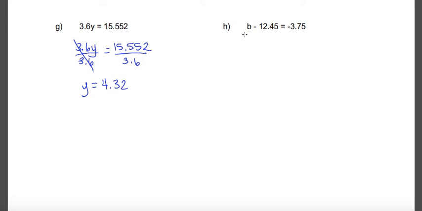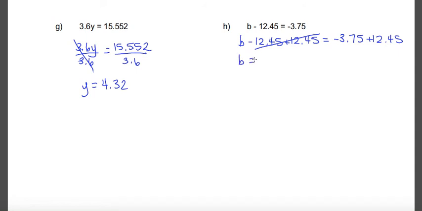So the last example we're going to do is H. So right now we are subtracting 12.45 from b. So the opposite of subtracting is addition. So we're going to add 12.45 to both sides of my equation. So I have b minus 12.45 plus 12.45 is equal to negative 3.75 plus 12.45. So the negative 12.45 plus 12.45 cancel each other out on the left-hand side, so we're just left with b.